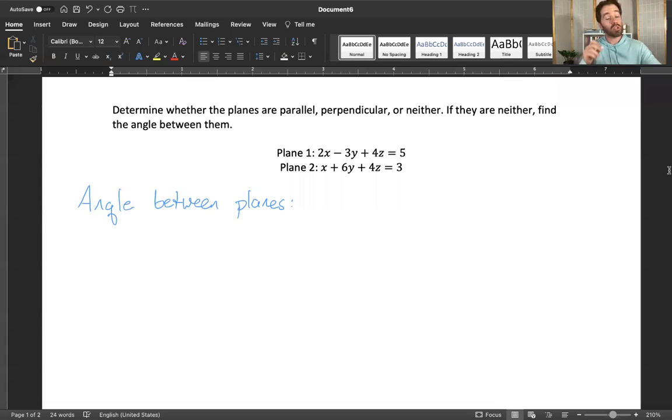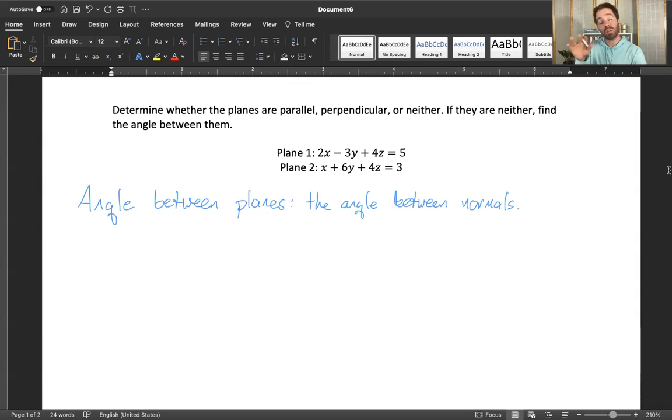This is a concept that we did not specifically cover in class, but it's simple because the angle between them is the very same thing as the angle between their normal vectors. So all that we need to do is find the normal vector for the first and the normal vector for the second, and then we can find the angle between those.